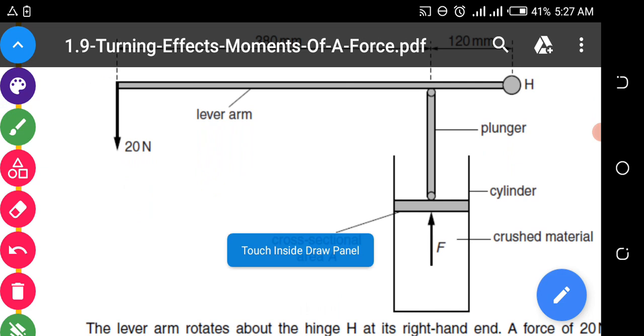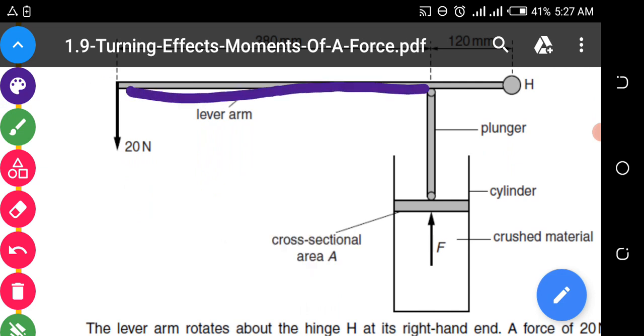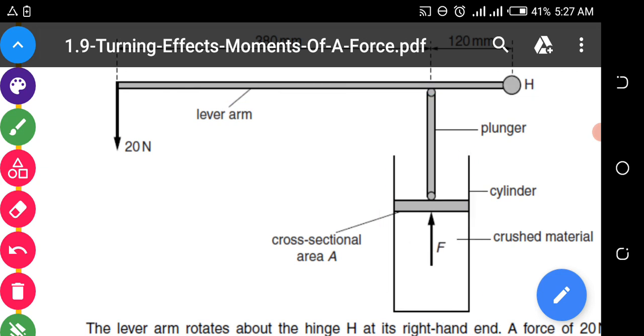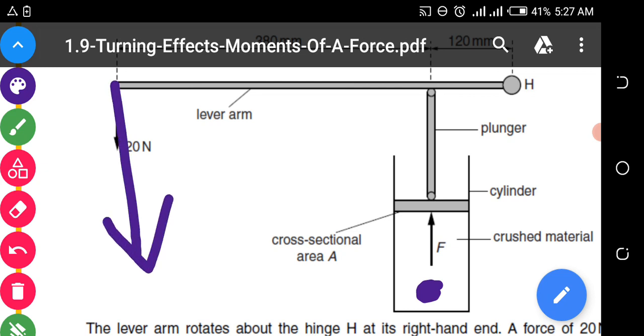So we have this figure here. There is this lever, and it's tied here. There is that hinge, so that's our turning point. Then we've got a cylinder. Inside this cylinder there are some materials that we are trying to crush. In order for us to crush these materials, we have to pull this lever downwards. But as we pull that lever downwards, the materials inside the cylinder exert an upward force on the plunger.